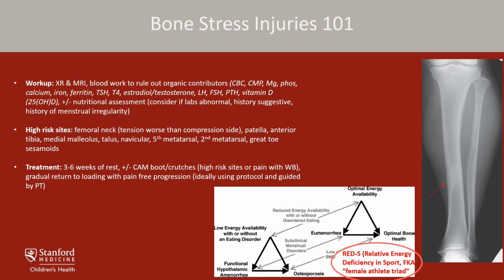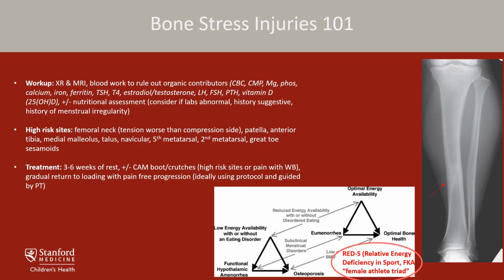Once you realize your concern for bone stress injury, the first step is to obtain imaging. As you see on the right, bone stress injury can be visible on an X-ray, but it's important to evaluate with X-ray and MRI to rule out a more subtle or an early bone stress injury that's not visualized on an X-ray, and or grade it for prognosis and management guidance if there is one.